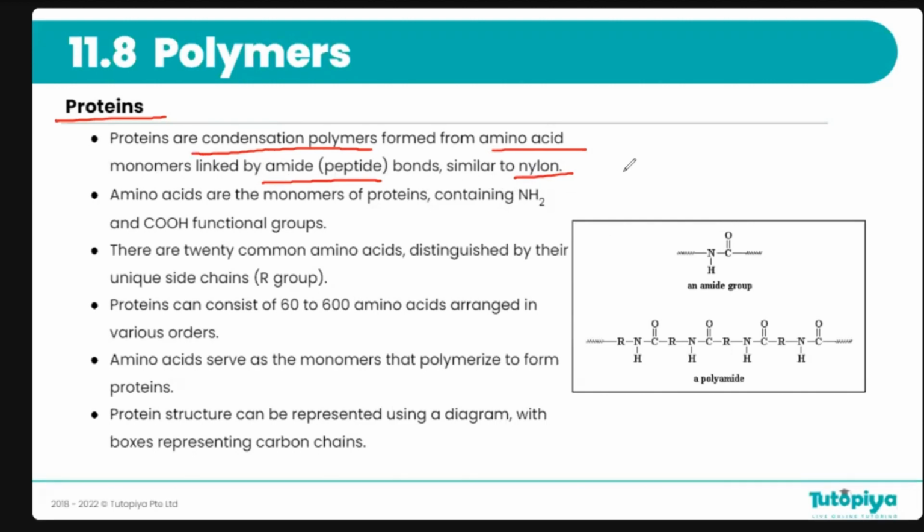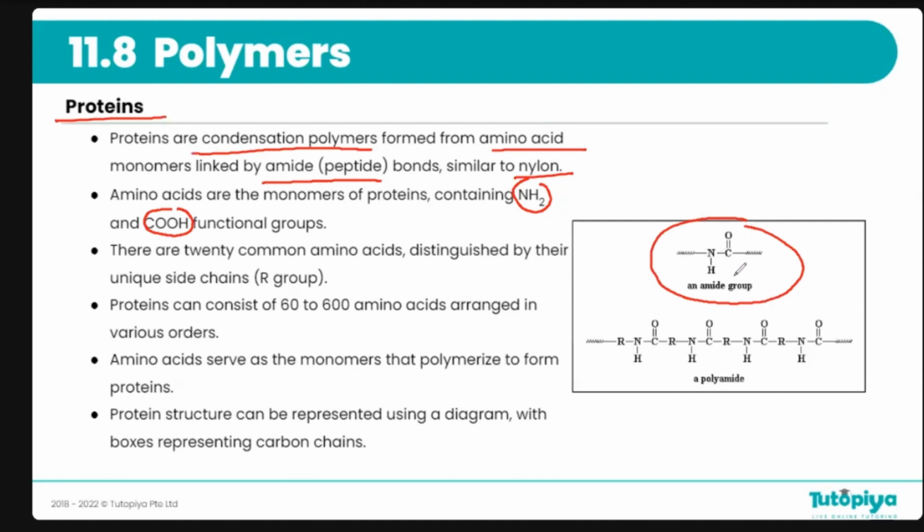So they're very similar. Amino acids are the monomers of protein, which has the NH2 and this carboxylic functional group. This diagram here shows an amino acid. It has an amine group as well as this carboxylic group.